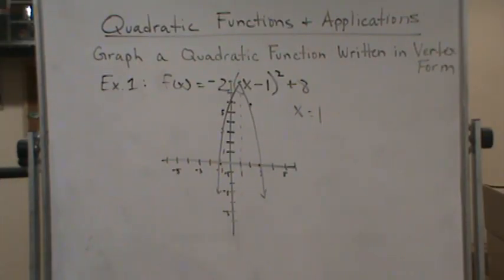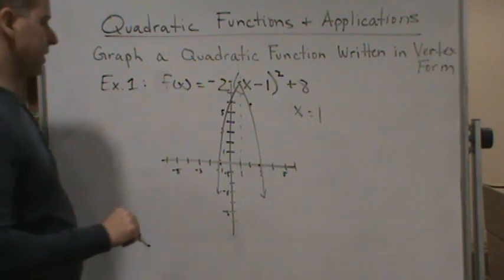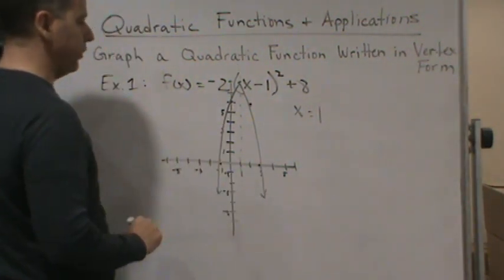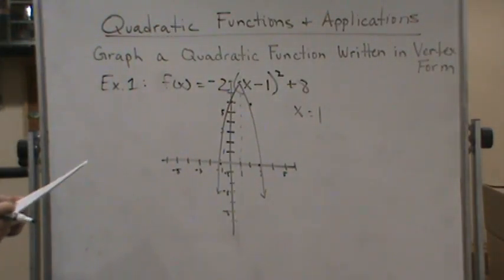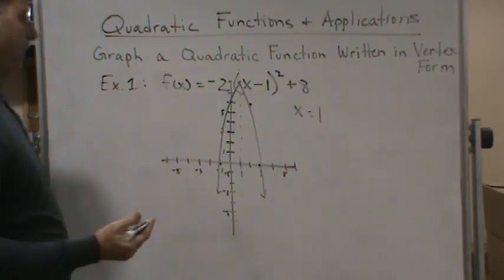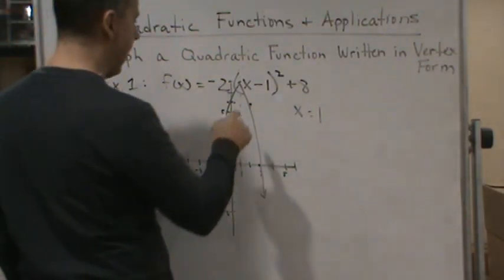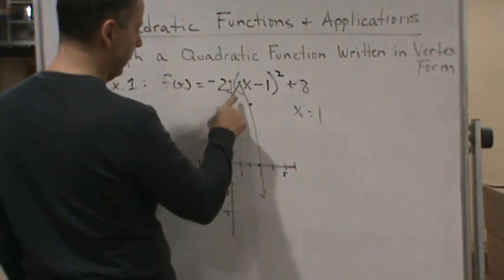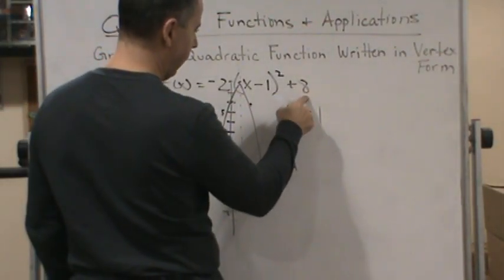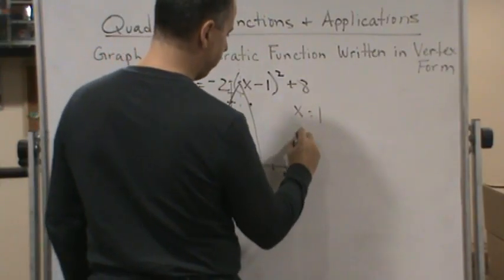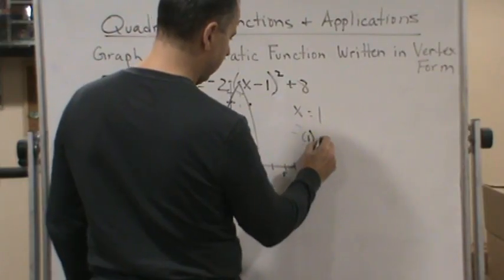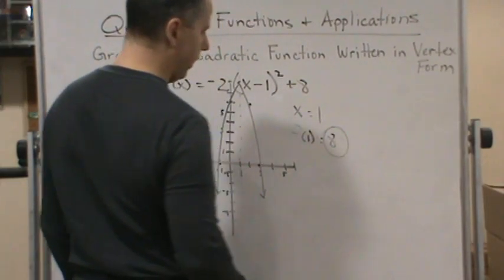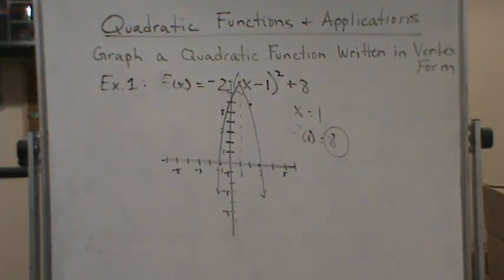Now, determine the max or minimum. Well, in this case, there is a maximum value, and the maximum value is the vertex, as we said before. And we want to know what the value of the maximum is. It's located at 1, 8. So the value of it is the value of the vertex. So f of 1 equals 8. So the value of the maximum is 8. So we're talking about the y value.